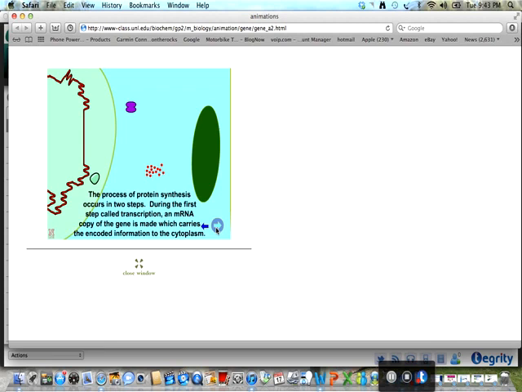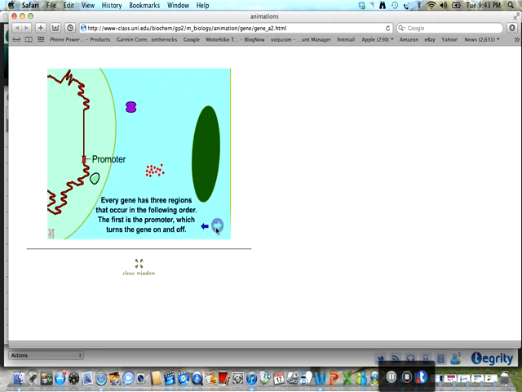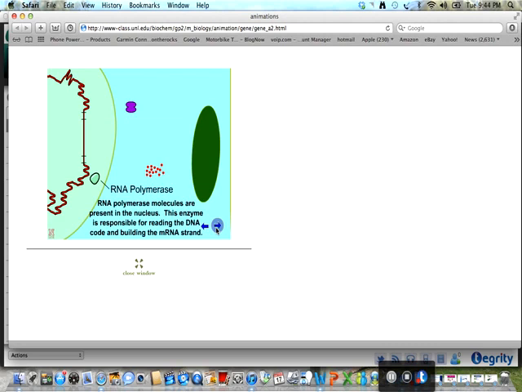The process of protein synthesis occurs in two steps. During the first step, called transcription, the mRNA copy of the gene is made which carries the encoded information into the cytoplasm. Every gene has three regions that occur in the following order. The first is the promoter, which turns the gene on and off. The second region is the coding region, which encodes the information for which protein to produce. The third region is the termination sequence, which signals the end of the gene.